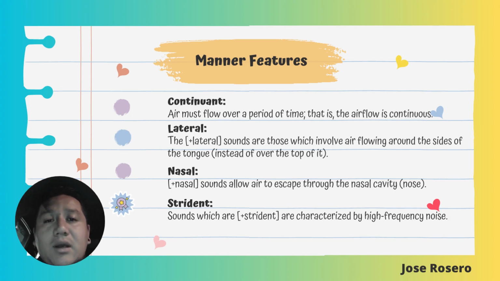Continuant. Air must flow over a period of time. That is, the airflow is continuous. Lateral. Lateral sounds are those which involve the air flowing around the sides of the tongue, instead of over the top of it. Nasal. Sounds allow air to escape through the nasal cavity, the nose. Strident. Sounds which are characterized by high frequency noise.